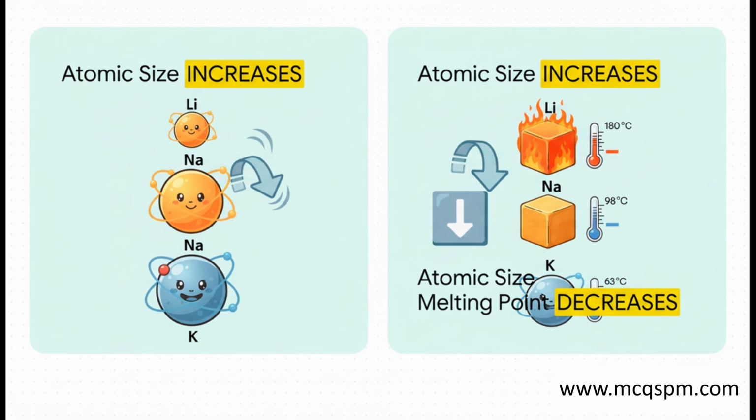Here's the deal. There are two key trends for Group 1 that you absolutely have to nail down. First one's pretty straightforward. As you go down the group, from lithium to sodium to potassium, the atoms get bigger. Simple enough, right? Atomic size increases. But the second one, this is where it gets interesting. Their melting point actually decreases. Isn't that weird? They get bigger, but they become easier to melt. Let's look at the actual numbers.